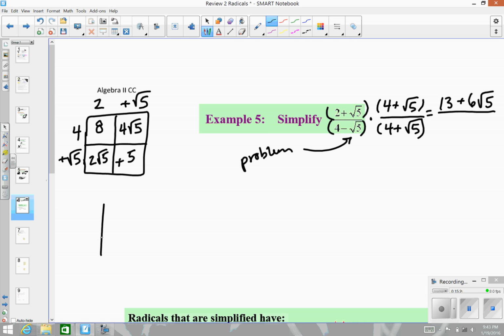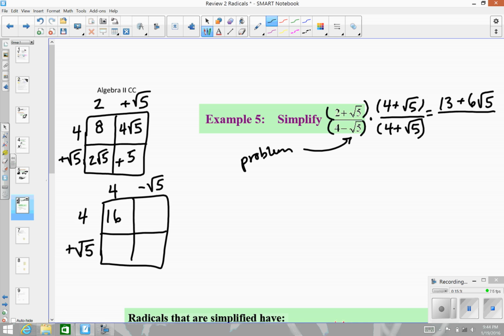In the denominator, I'm going to be multiplying conjugates. 4 minus radical 5 and 4 plus radical 5, leaving me with 16. These two terms are going to cancel each other out, and a negative times a positive gives me a negative. Radical 5 times radical 5 gives me 5. So these two terms cancel out, and I have 16 minus 5, which is 11. Nothing left to simplify in this one, so there's my final answer.